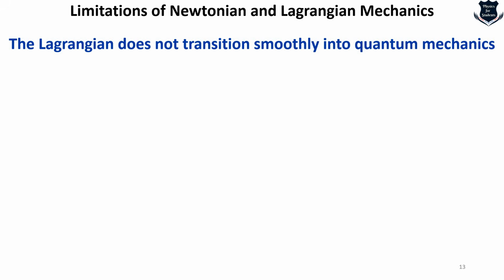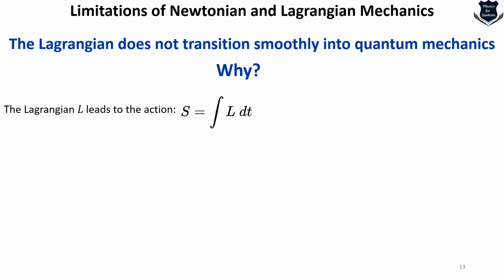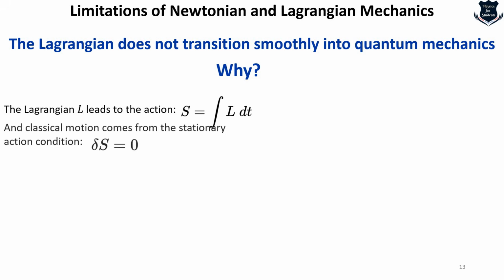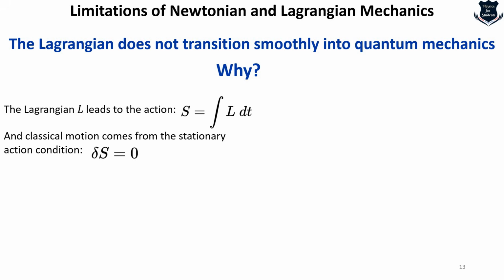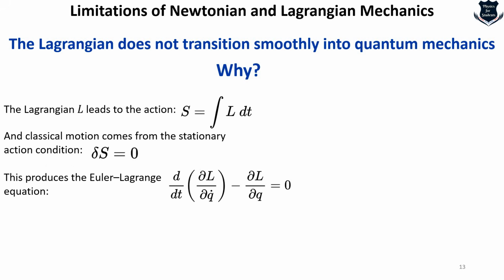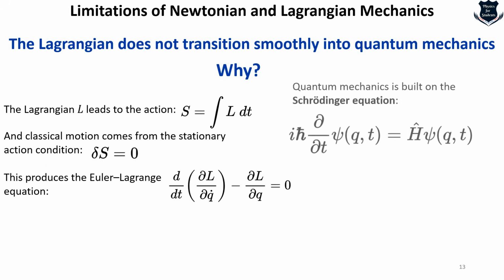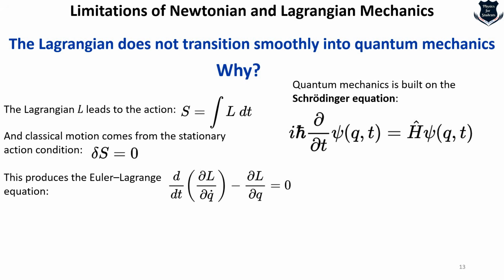Now, the second limitation is that Lagrangian mechanics does not smoothly apply in quantum mechanics. Why is it so? The reason is that the Lagrangian deals with an action principle, which we know is this one, and the classical notion comes from the stationary action where delta S equals 0. And this produces the Euler-Lagrange equation. But on the other hand, the pivotal equation of quantum mechanics is the Schrödinger equation, and as you see here, this H is the Hamiltonian.